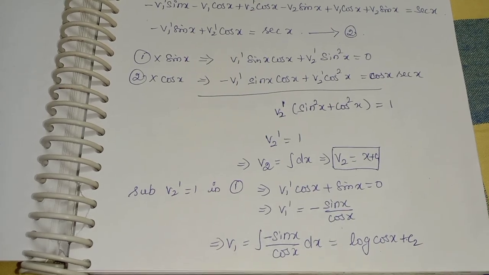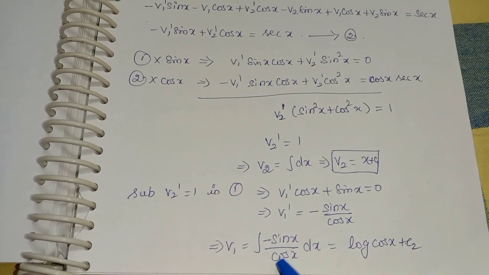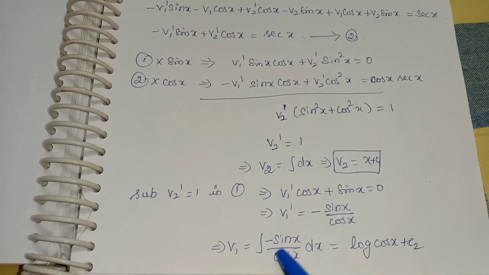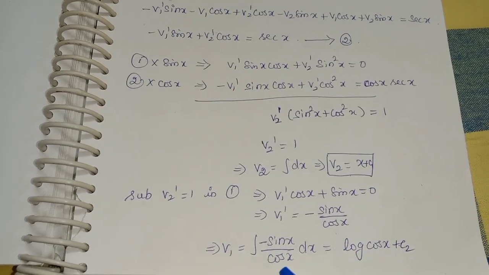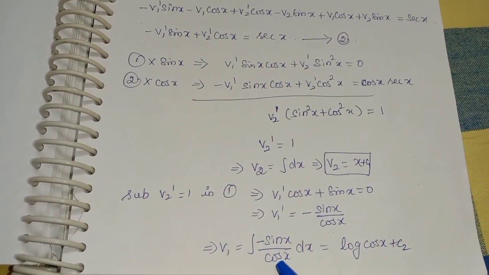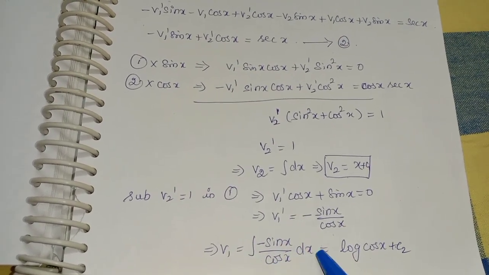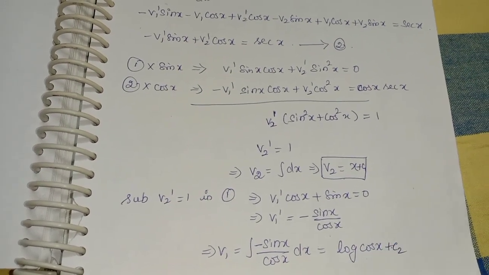Let's integrate this. v1 equal to integral of minus sin x by cos x dx. If you differentiate the denominator, differentiation of cos x is minus sin x, and it is there in the numerator. So if you have integrals like this, the answer is log of the denominator. So the value of this integral is equal to log of cos x plus integrating constant c2.